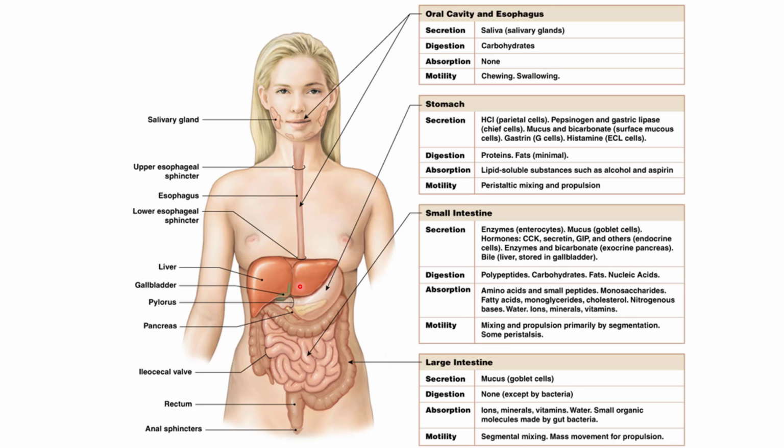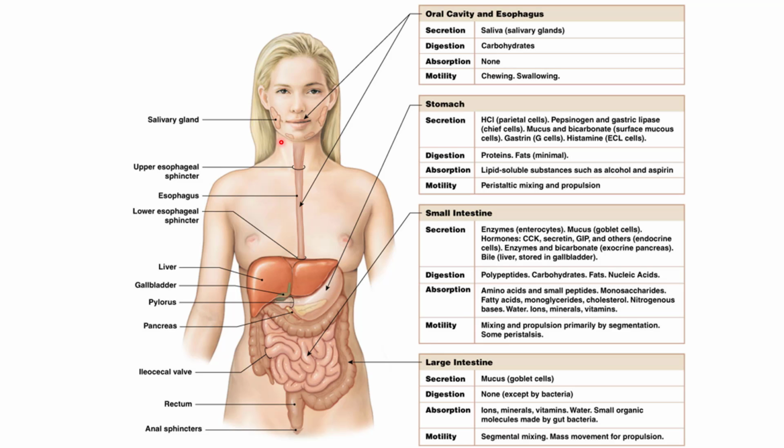I love this figure in this chapter. This is figure 21.6, I believe. It takes the four functions of the digestive system and outlines them for the four main parts of the digestive system: the oral cavity, the stomach, small intestine, and large intestine. We're going to go through these really quick.